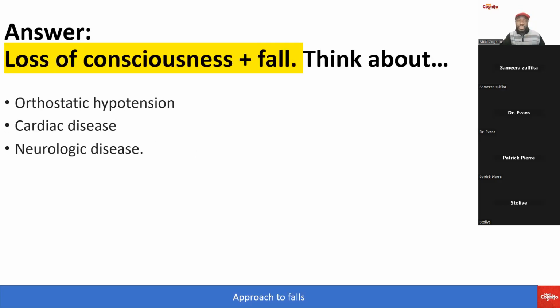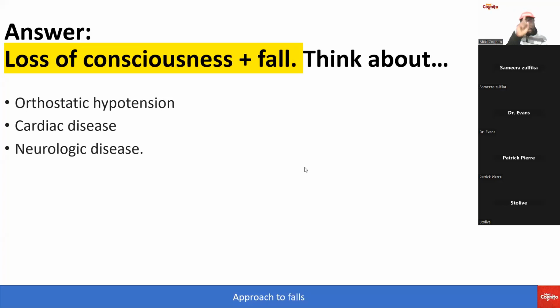So if you have a patient with fall with loss of consciousness, let me say it again, loss of consciousness plus fall, which people are you thinking about? Think about patients who have issues with their blood pressure, orthostatic hypotension. That's number one. Fall plus loss of consciousness, think about orthostatic hypotension. Number 2, patients who have cardiac disease. Number 3, patients who have neurological disease.